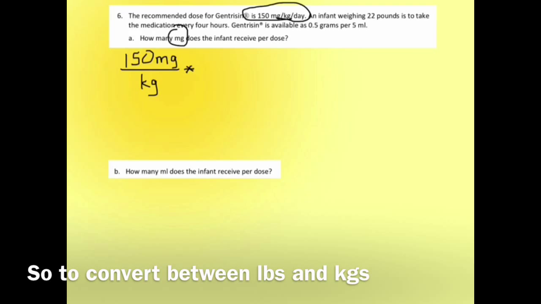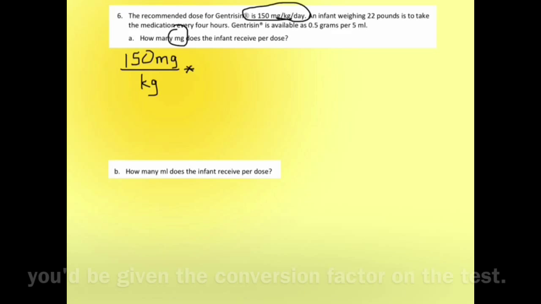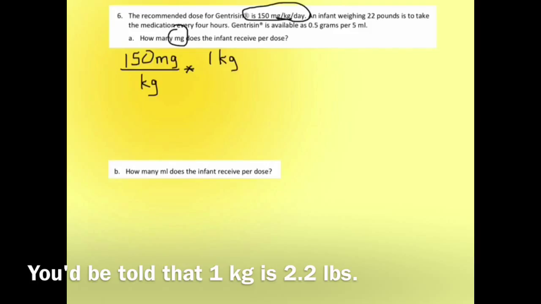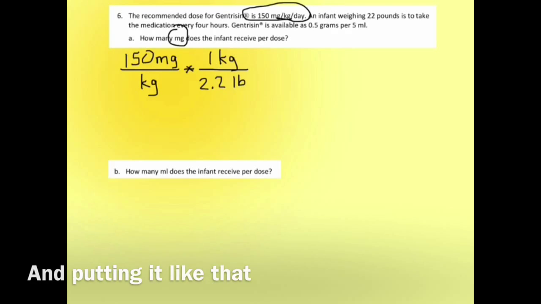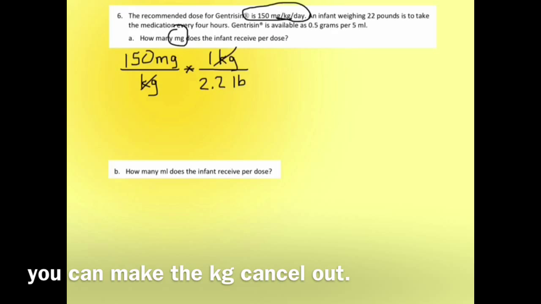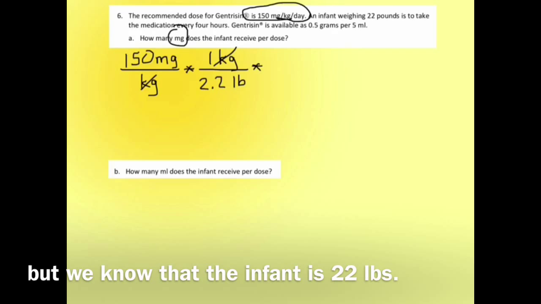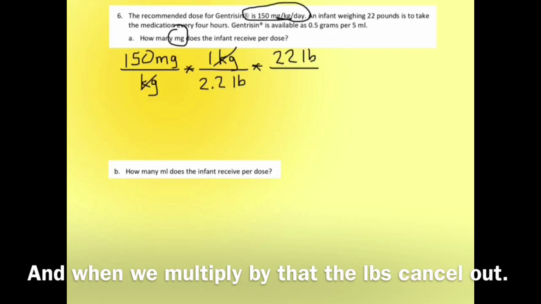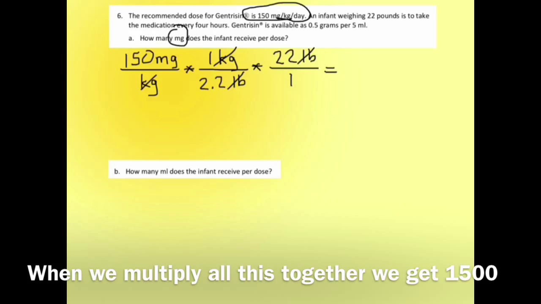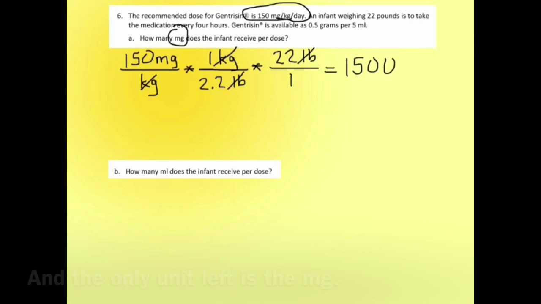So to convert between pounds and kilograms, you'd be given the conversion factor on the test. You'd be told that 1 kilogram is 2.2 pounds. And putting it like that, you can make the kilograms cancel out. But now we have pounds, which we don't want. But we know that the infant is 22 pounds. And when we multiply by that, the pounds cancel out. When we multiply all this together, we get 1,500, and the only unit left is the milligrams.